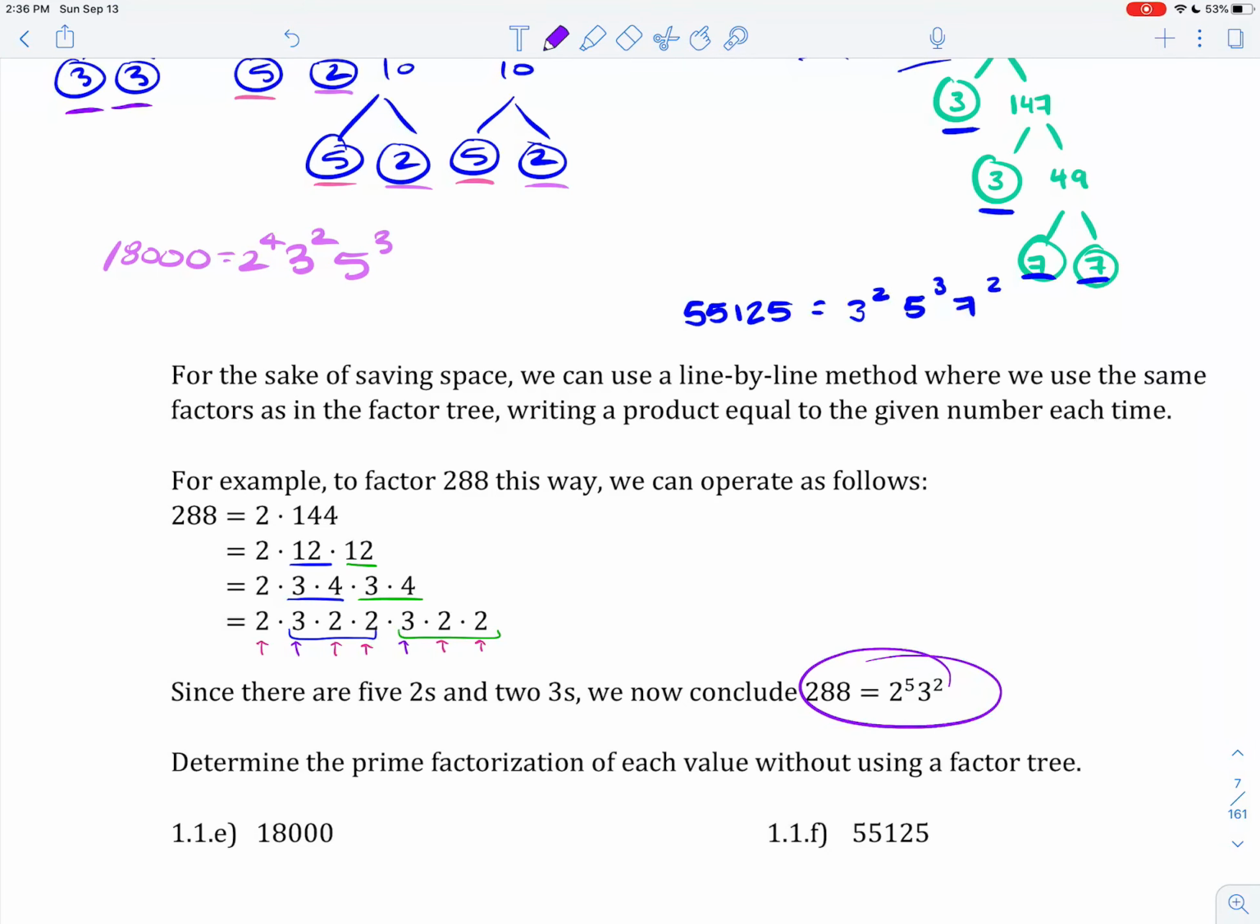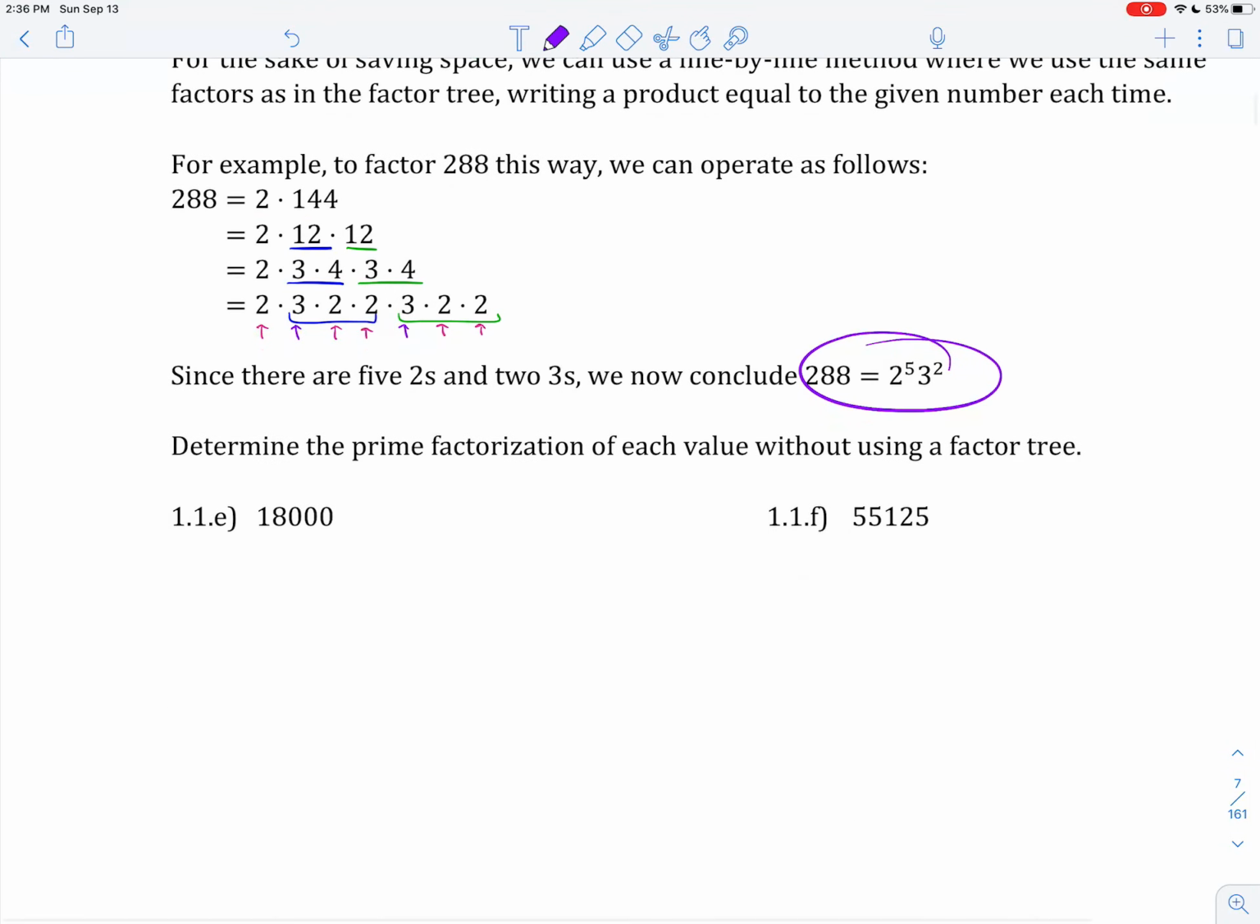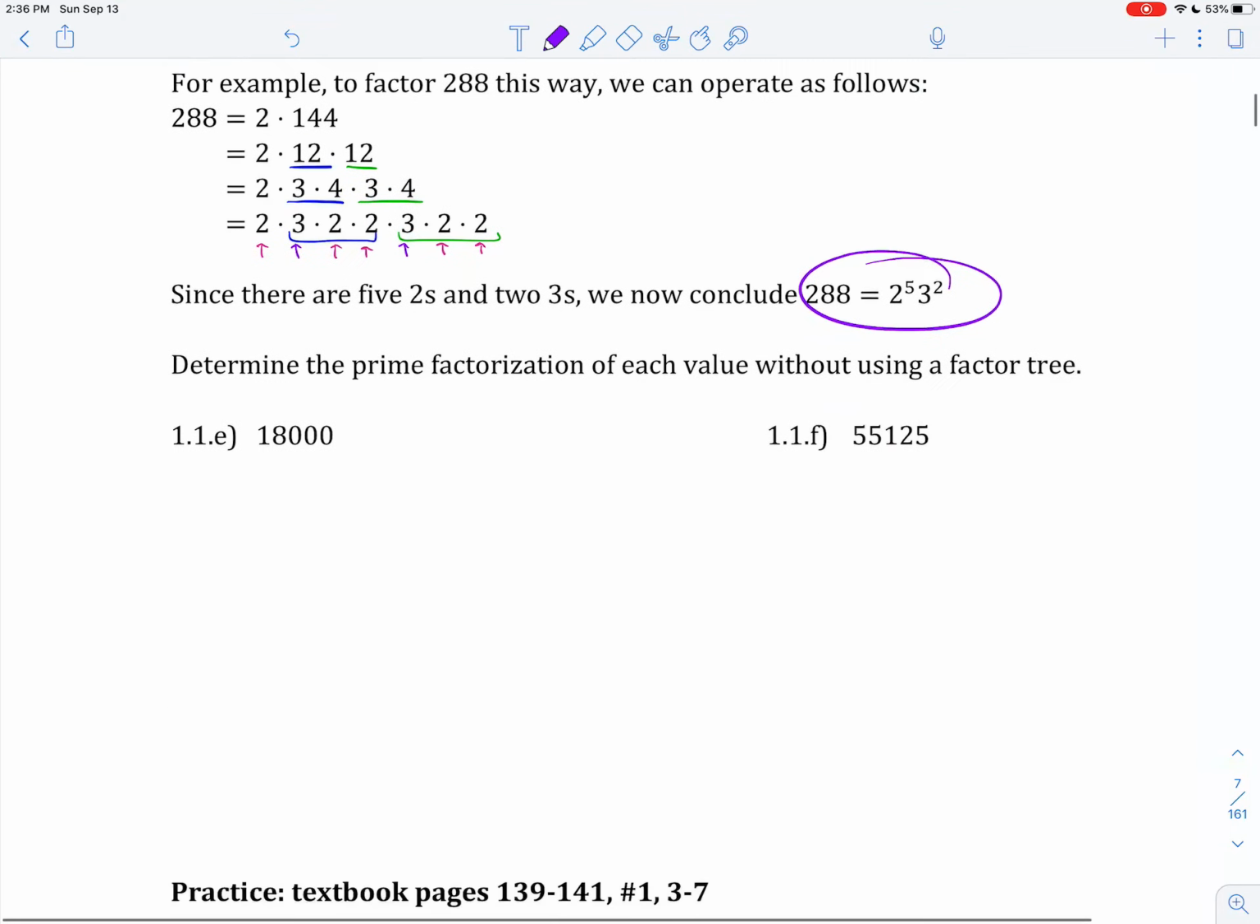So we can go ahead and look at the same values that we were doing before, but now doing the prime factorization without that factor tree, using the line-by-line method. So I'm going to start out with my number 18,000, and just as Mr. A said before, he saw that as 18 times 1,000. I saw it that way too. Well, that 18 I can write as 2 times 9.